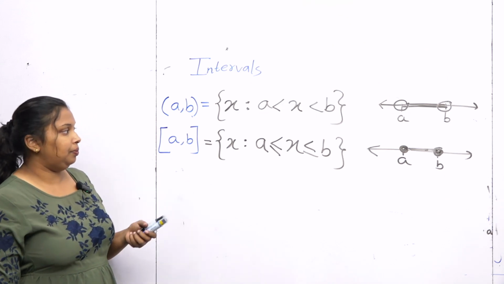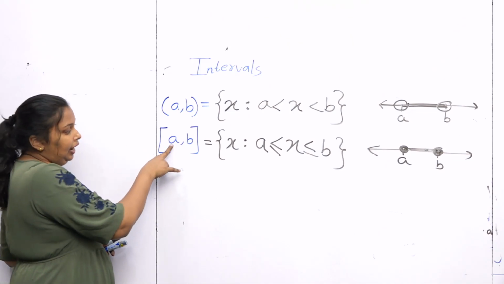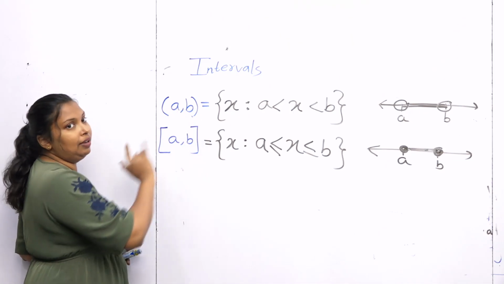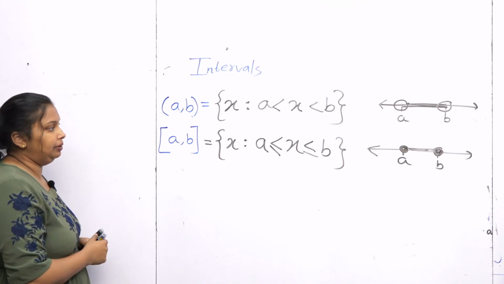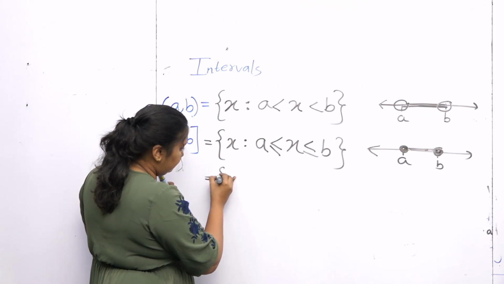Right. So this is the way to represent it. A square bracket means they ask you to take a also. A to b values including a and b. And just a to b values without a and b. Then how to represent this one?